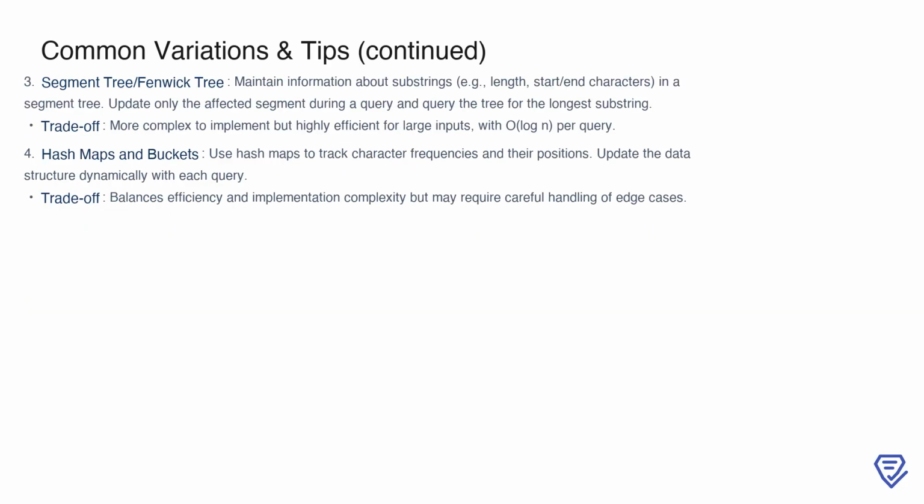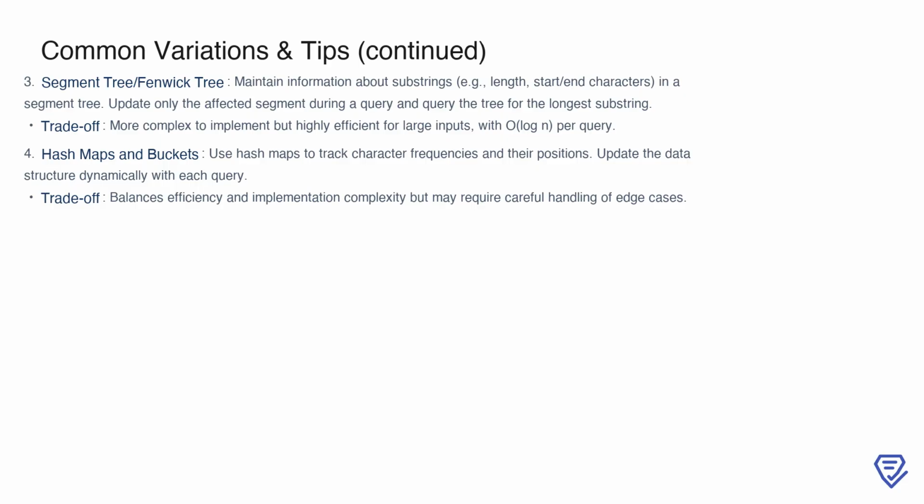For more advanced and efficient solutions, techniques like segment trees or Fenwick trees are highly effective. By maintaining information about substrings such as their length and the characters at their start and end, these data structures allow you to update only the affected segments of the string during a query. This approach significantly reduces the time complexity to O(log n) per query, making it ideal for large inputs. The trade-off is that implementing these structures can be more complex and require a strong understanding of how to structure and update the tree.